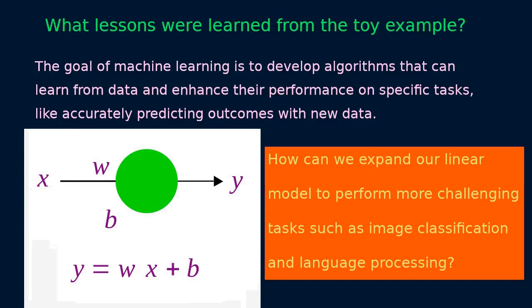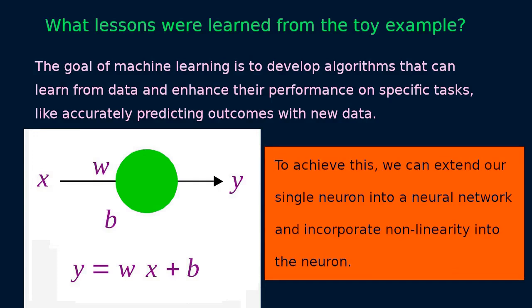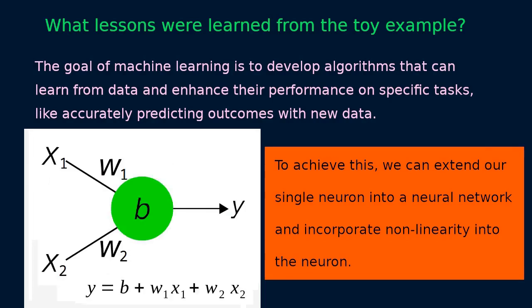How do we expand our linear model to tackle more complex tasks, like image classification and language processing? To achieve this, we can extend our single neuron into a neural network and incorporate nonlinearity into the neuron. Let's consider an example of using a neural network for handwriting recognition. Before delving into that, let's first explore another example involving linear regression with two independent variables.